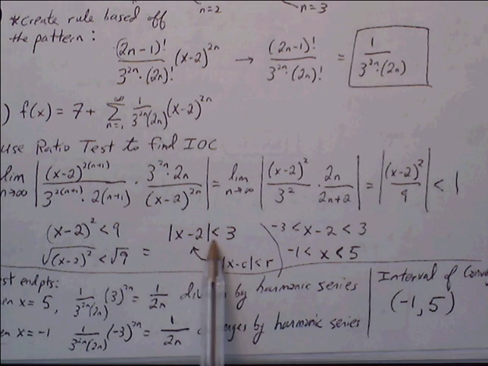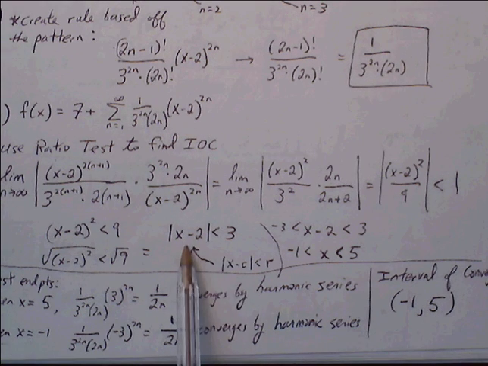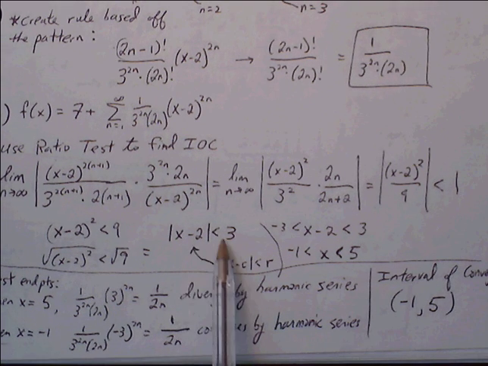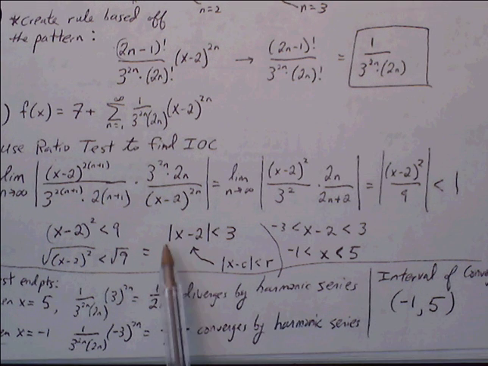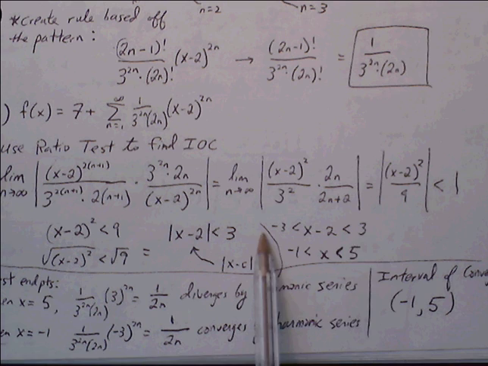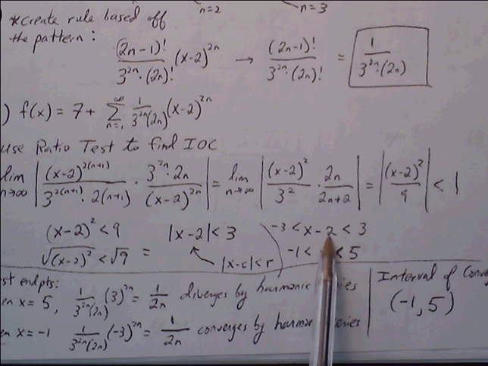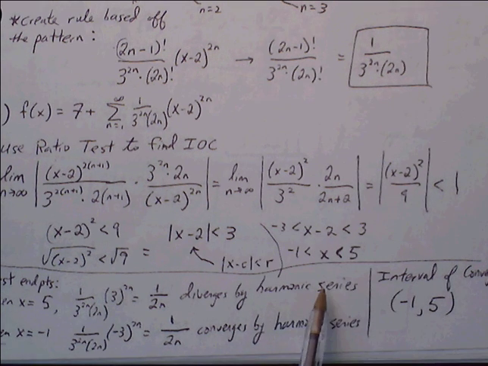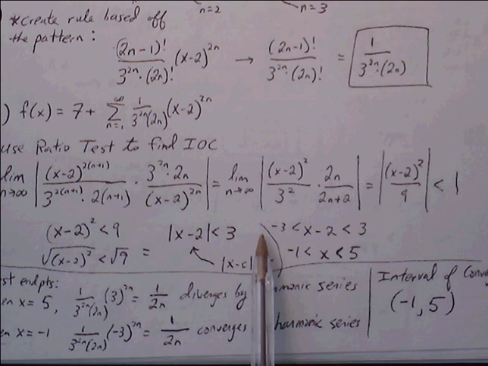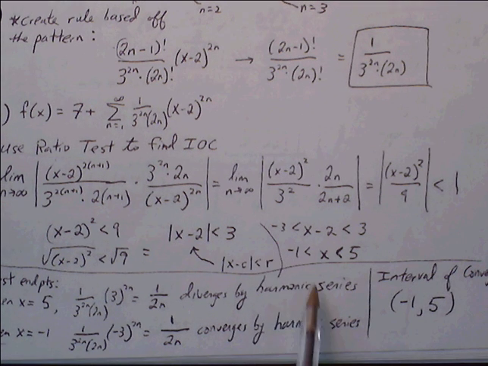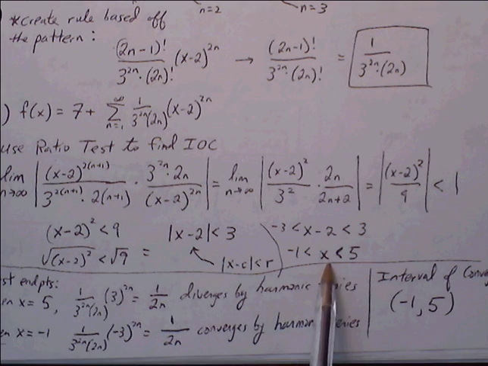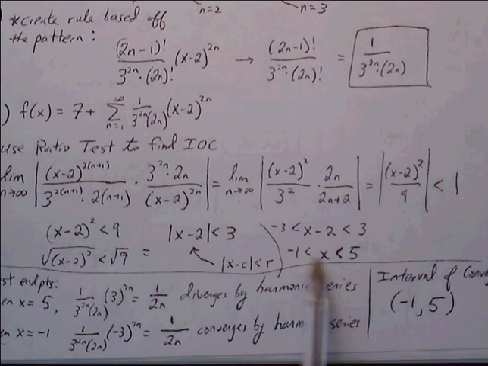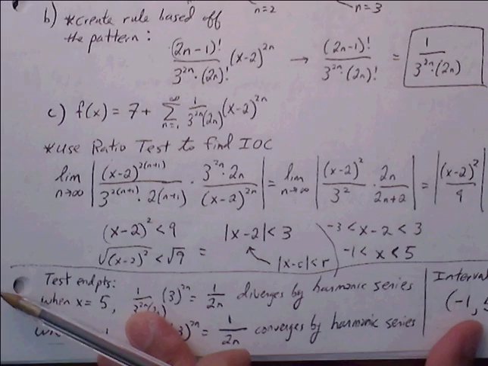So the absolute value of x minus 2 is less than 3, which means that 2 is the center and 3 is the radius, because it's in the form of absolute value of x minus c is less than r. We can write this as x minus 2 is between negative 3 and positive 3. Then if we add 2 to every term, we get negative 3 plus 2, which is negative 1. Negative 2 plus 2 is 0, leaving us with just x. 3 plus 2 is 5. So we have our potential interval of convergence, between negative 1 and 5.